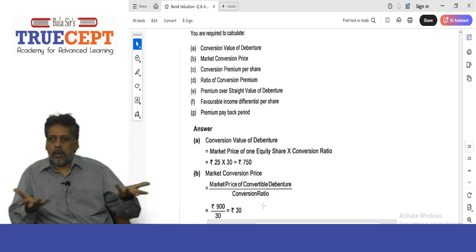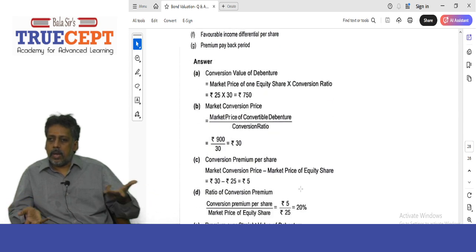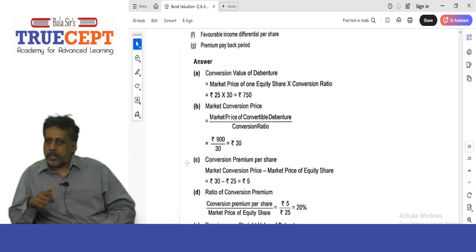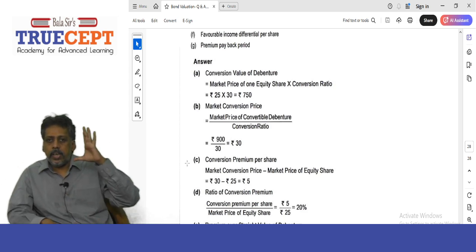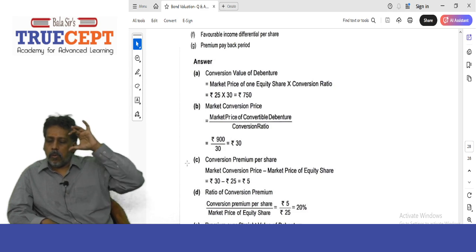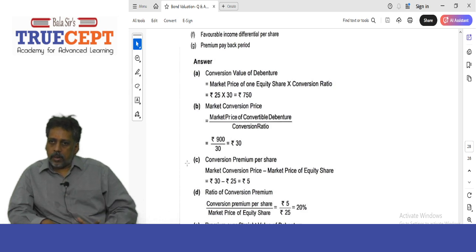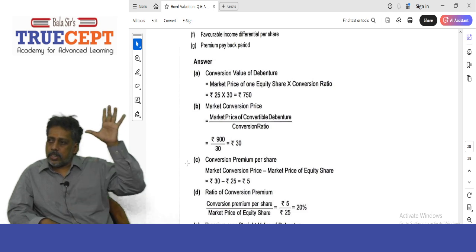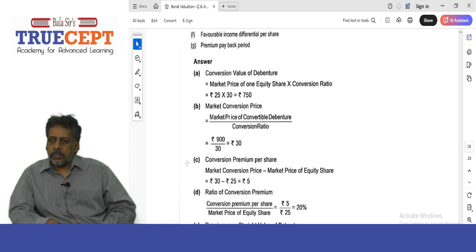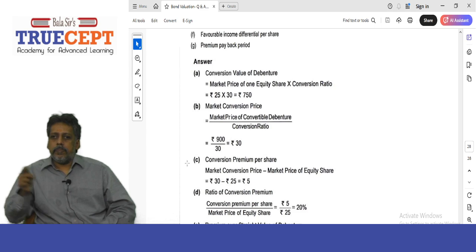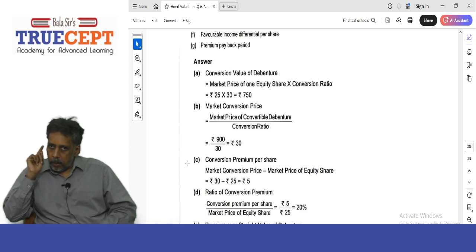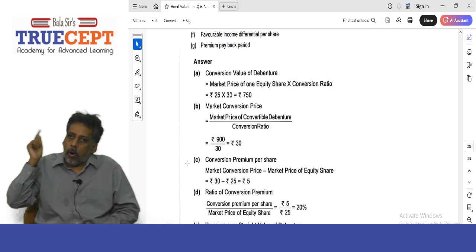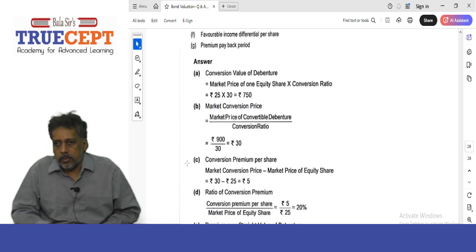Next. C. Conversion premium per share. Very simple. Now tell me, Renuka, had you bought shares in the market directly in this company, you would have paid how much? Only 25 rupees, right? But suppose you buy the bond for 900 and then turn them into 30 shares. What is the effective price you are paying per share? 30 rupees. Therefore, please remember the market conversion premium can be expressed in rupees per share and also can be found as a percentage. Both you can do, right?